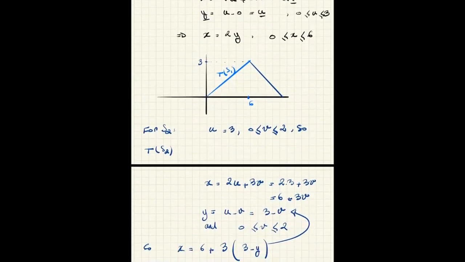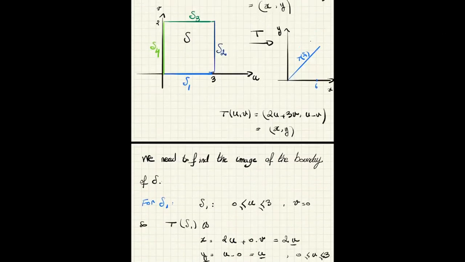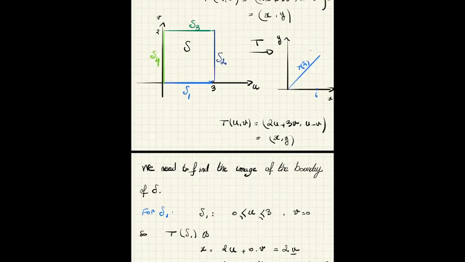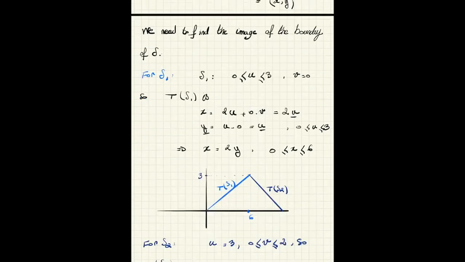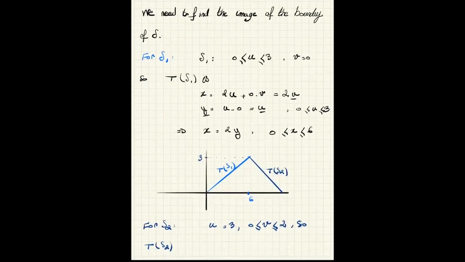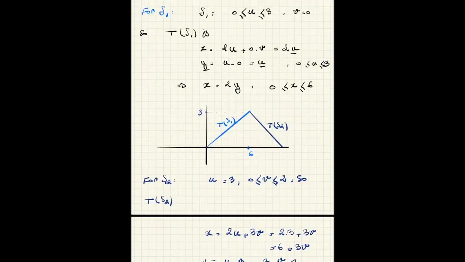Okay, so this is T of S2. Okay, we're running out of time, but you get the idea, right? So now you have to do the same thing, it's the exact same thing, for S3 and S4. So for S3, do it. It'll give you this. For S3, it'll give you the line here, right? This is going to be T of S3.